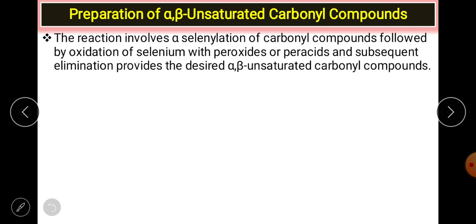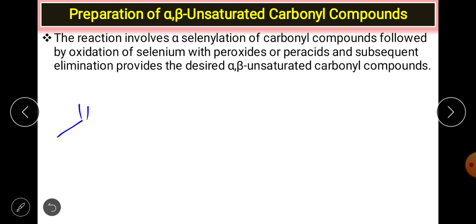The reaction involves selenation, alpha selenation. First we have to do the alpha selenation, that is, if your carbonyl is there, at the alpha position we have to do the selenation, followed by oxidation of selenium by peroxide or peracid, generally H2O2, and then elimination, which gives the alpha beta unsaturated carbonyl compound. Now there are three steps.